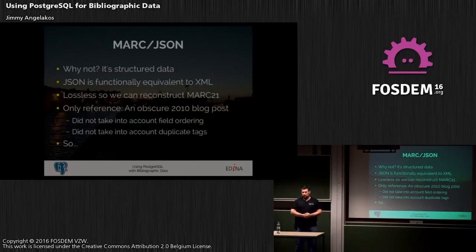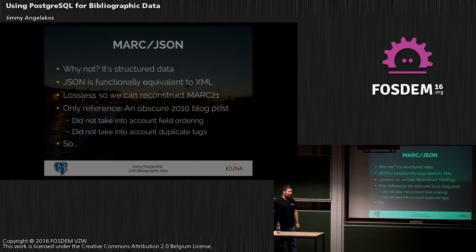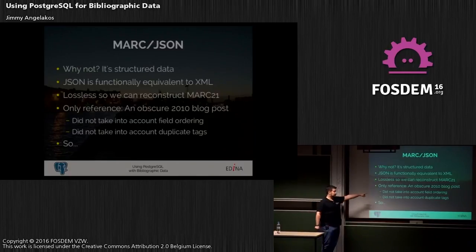So I said, why don't we create a format which makes actual sense for insertion into a database? And let's create MARC JSON. I wasn't, of course, the first one to think of this, but the only reference is a blog post from 2010, and this guy basically tried it and said, yeah, well, I did it, but it didn't work very well because it didn't take into account field ordering, as we said, which we need, and it doesn't take into account duplicate tags, because in JSON-B we cannot have a tag named 001 and another one named 001 as well.